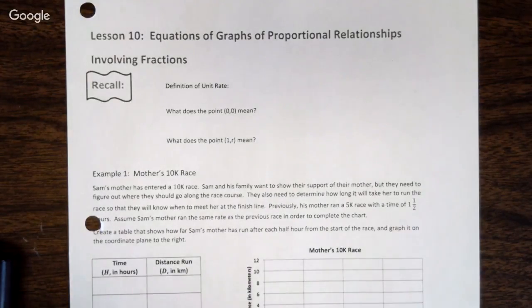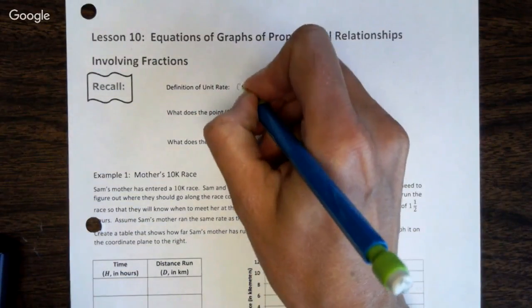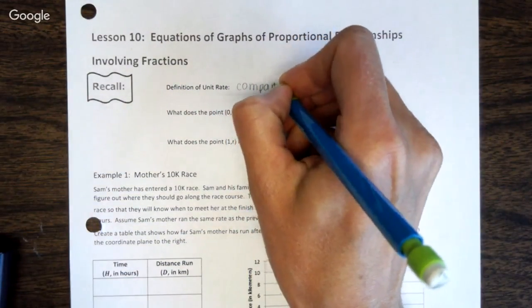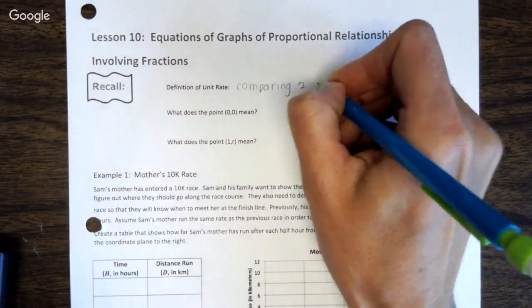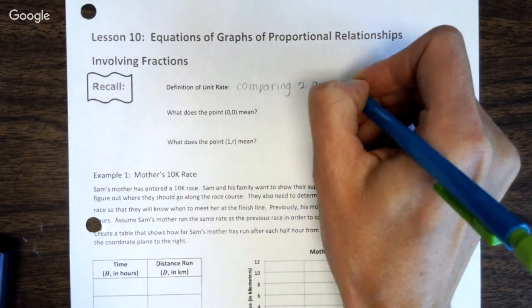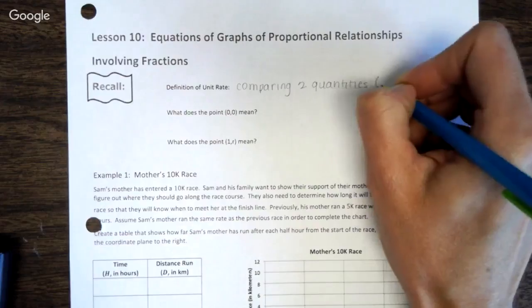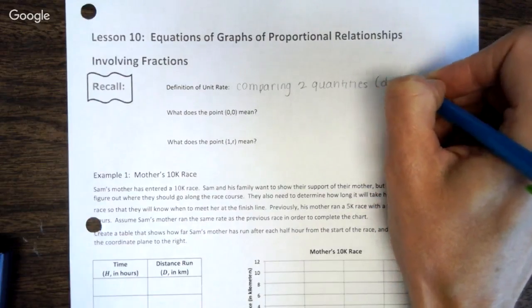It says the definition of a unit rate is going to be when you compare two quantities with different units.